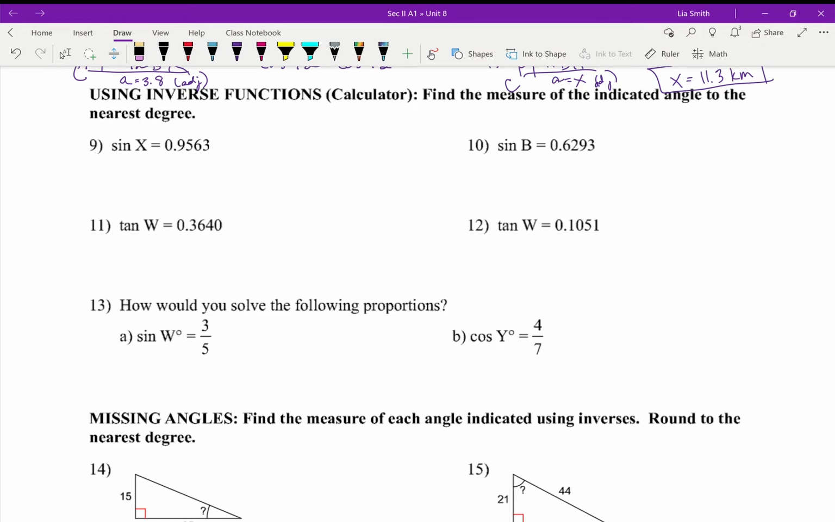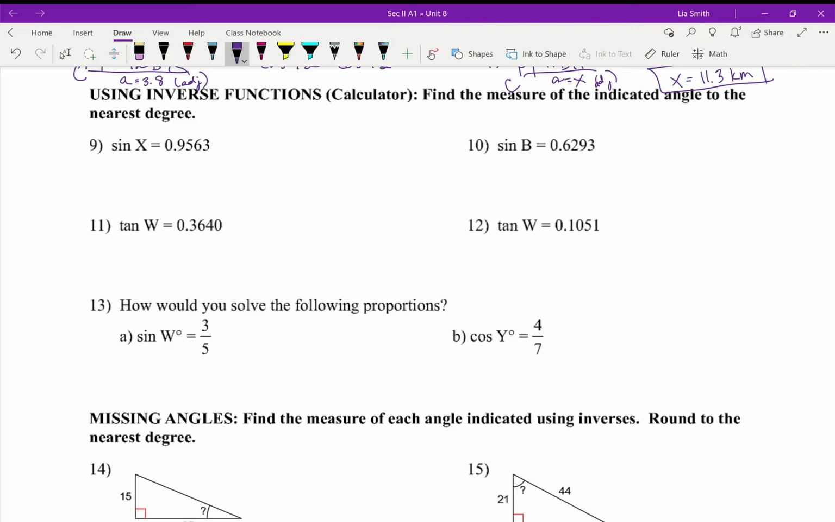Today's goal is to learn how to use the inverse of the trig functions. The reason that you should be able to use the inverse is sometimes you are going to be asked to find the angle versus finding the sides. So using an inverse function looks like number 9 here. This x represents the missing angle in the triangle.